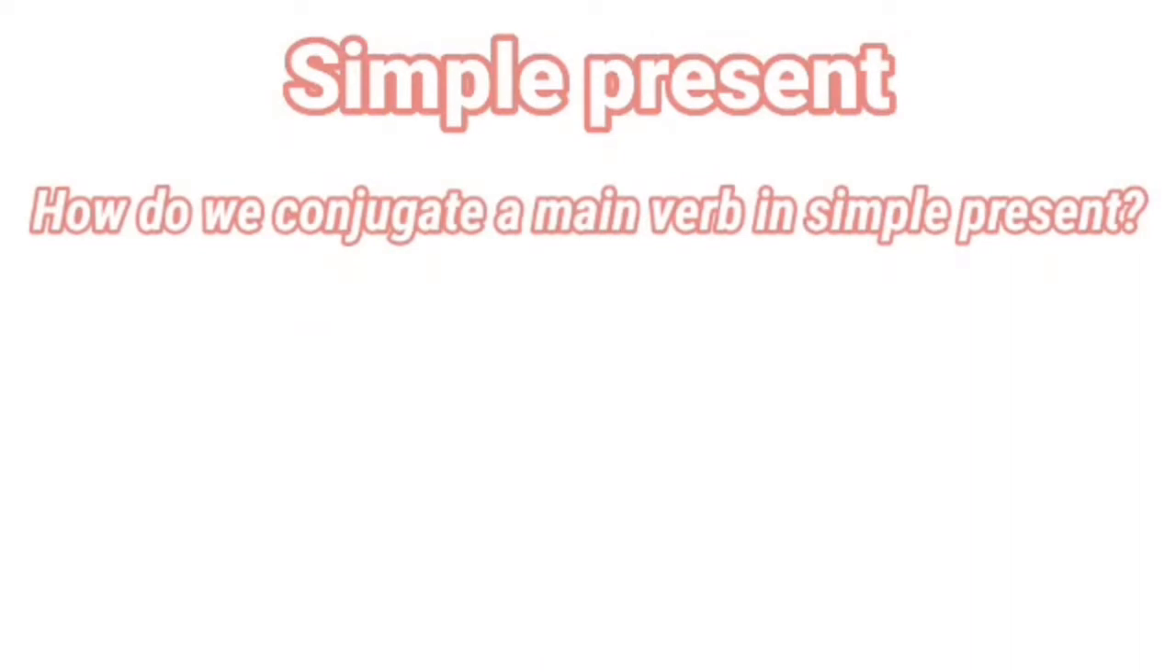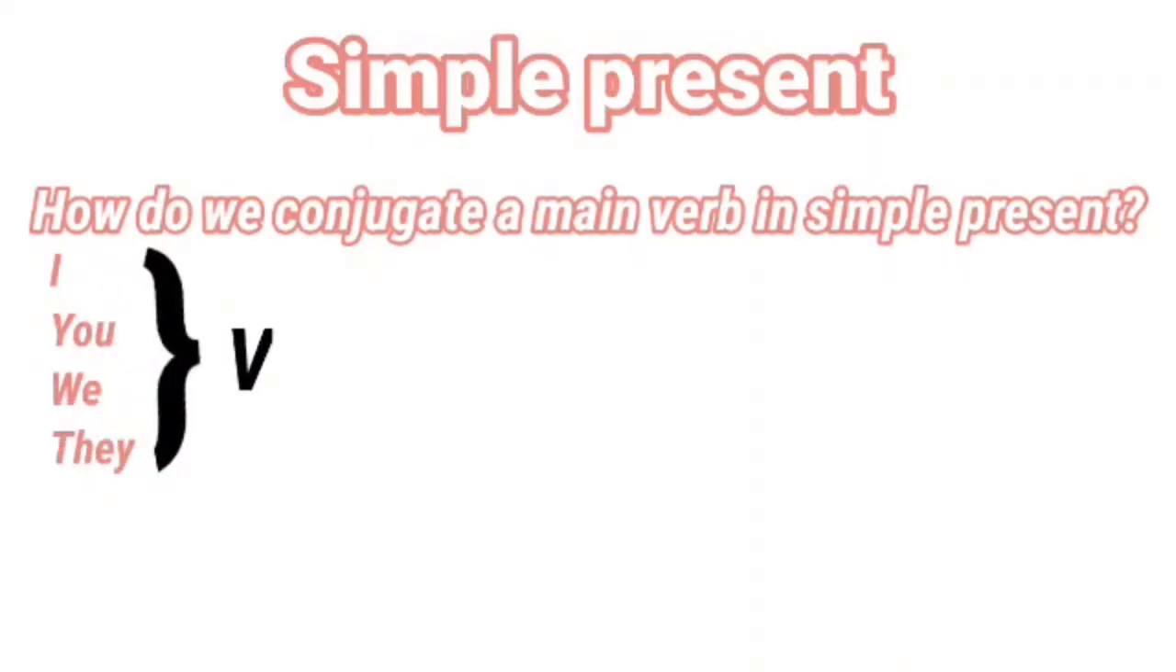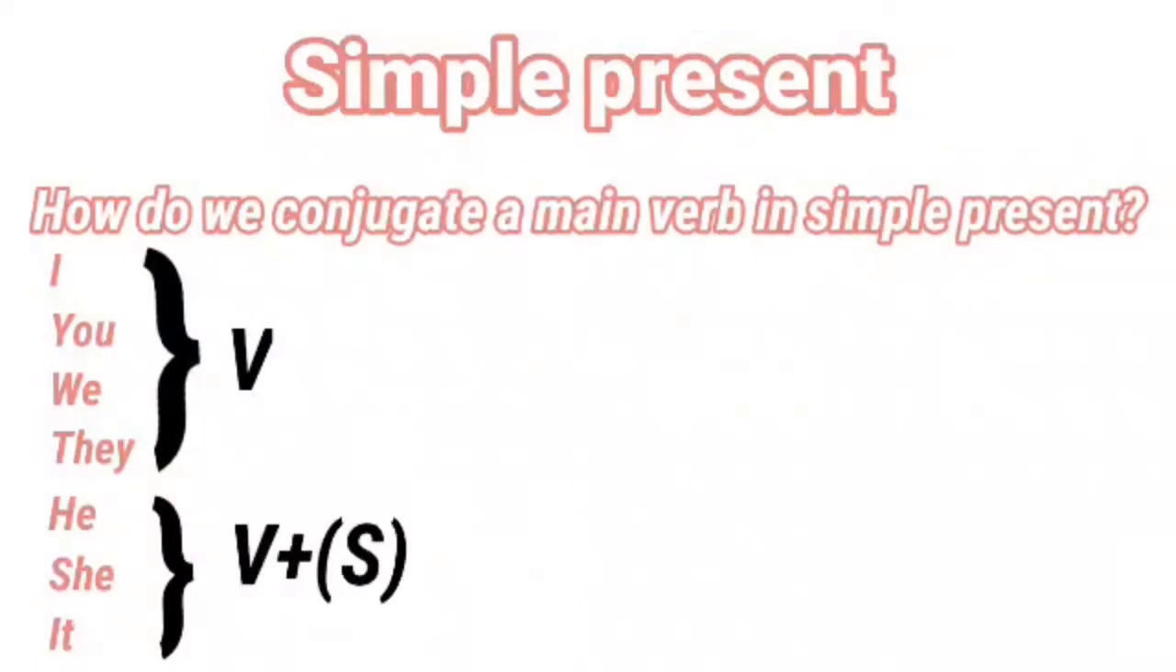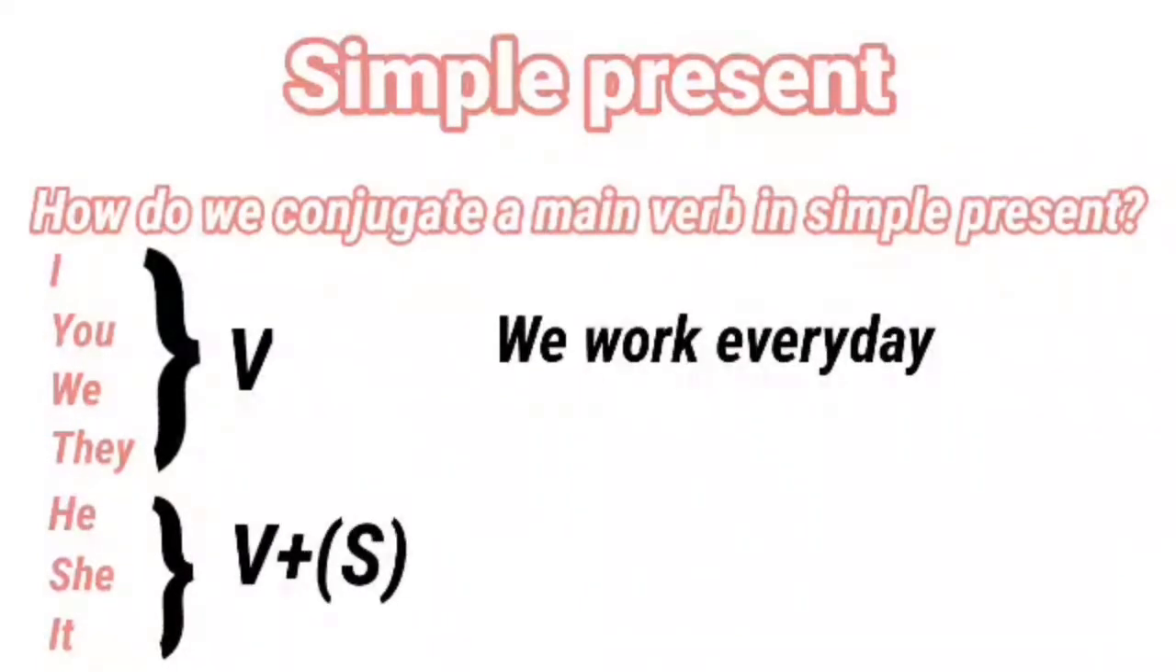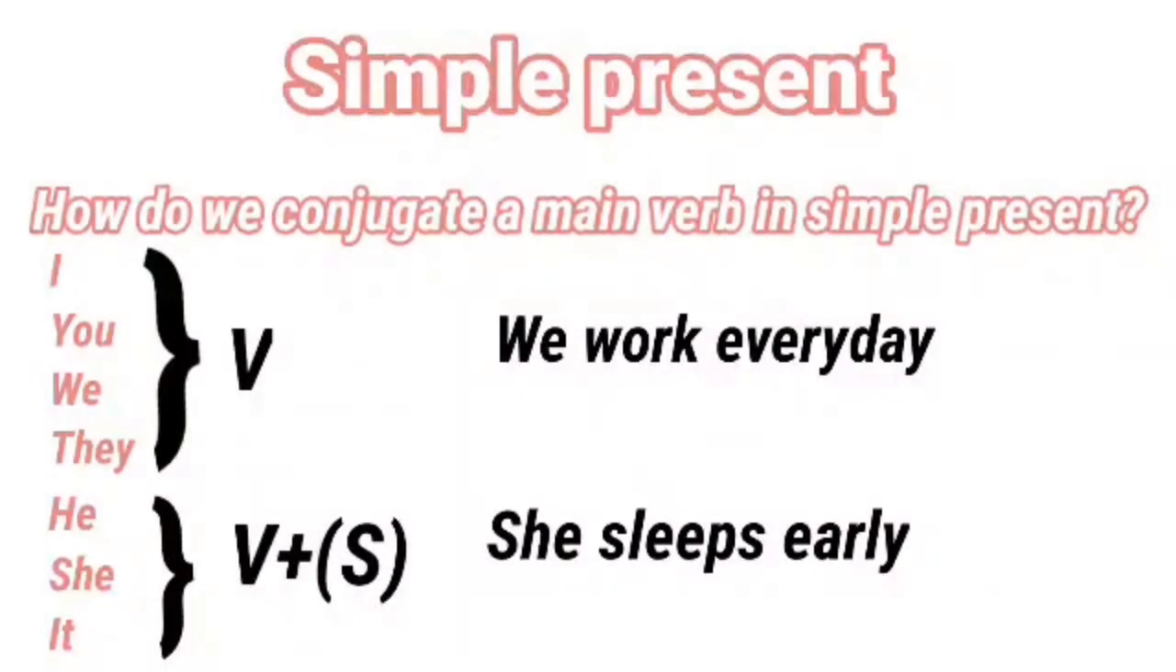How do we conjugate a main verb in the simple present? With I, you, we, they, we just write the verb without adding anything. With he, she, it, we add the verb plus s. For example, we work every day. We didn't add s because the subject is we. She sleeps early. We added s to the verb sleep because the subject is she.